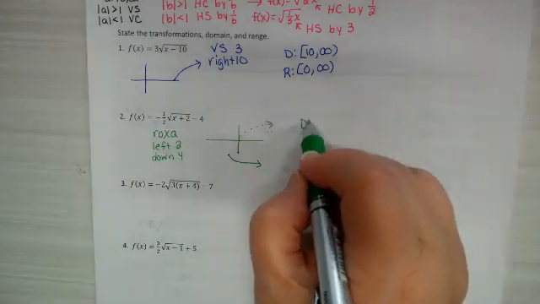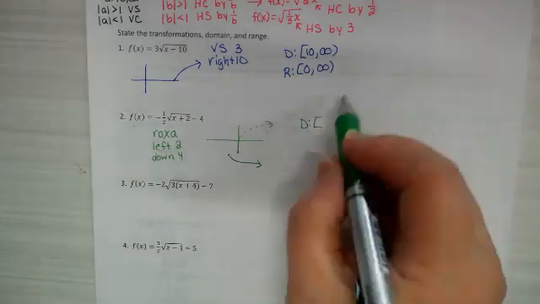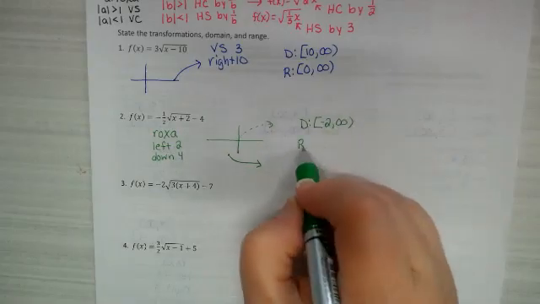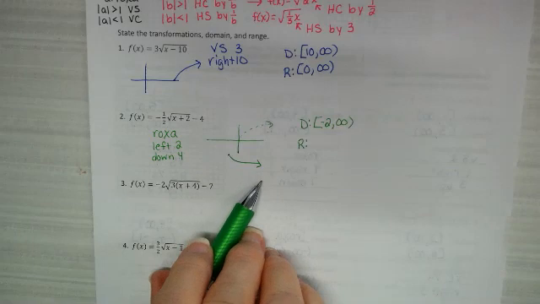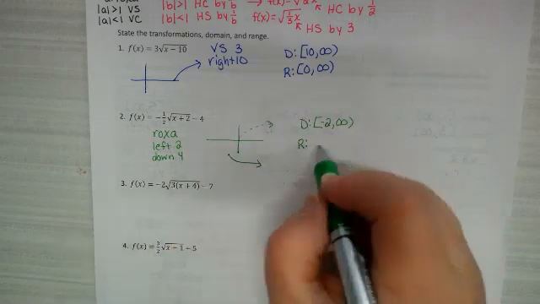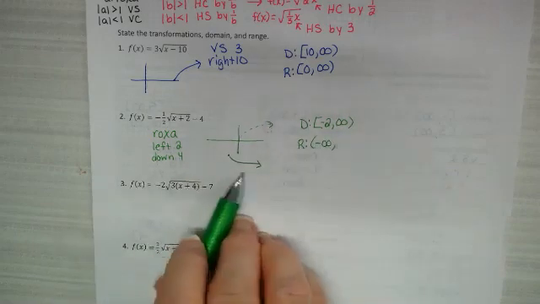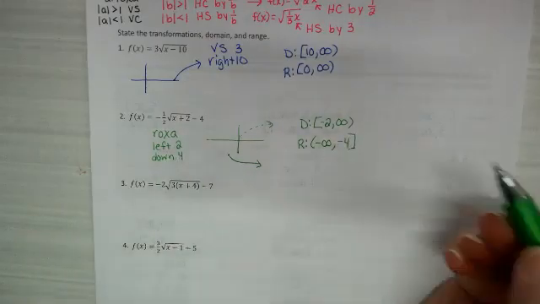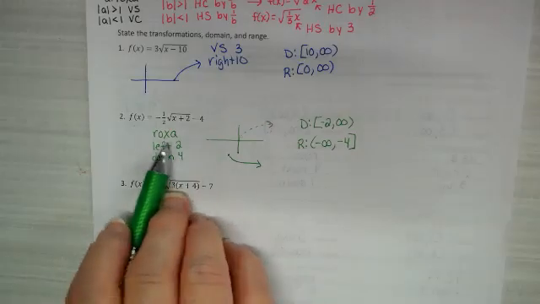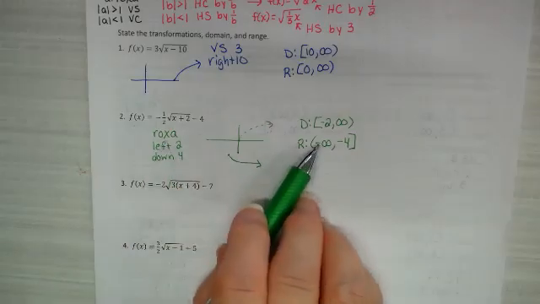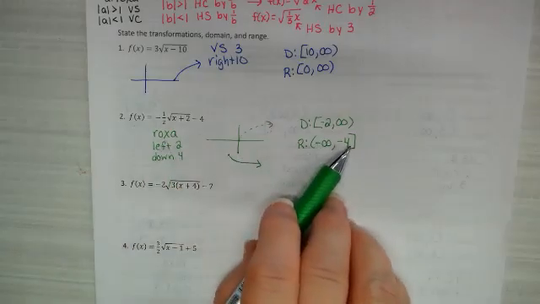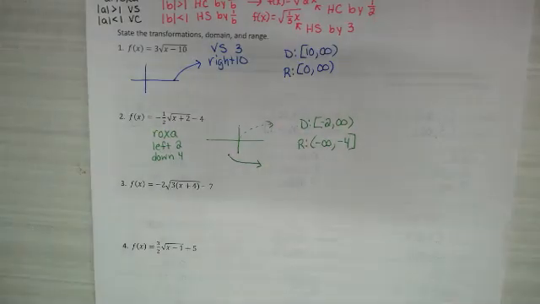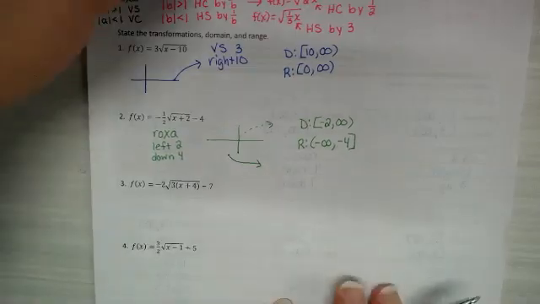So this domain, we moved to the left 2, so it started at -2 to infinity. And my range, you have to be careful. If I go bottom to top, I start at -infinity up until this -4. So just note, if it's a reflection, you go from -infinity to the y value. The domain still stayed the same, but if it's a reflection, take note of that.